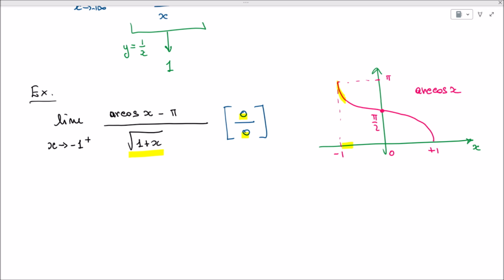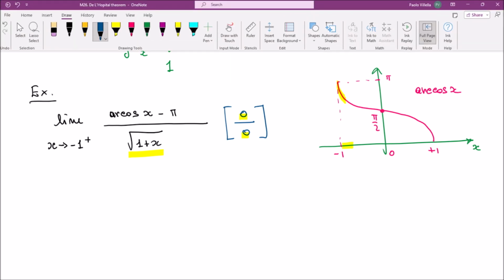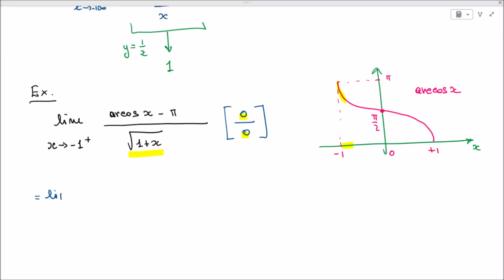We are again in one of the situations where we can apply the L'Hopital theorem, so we can rewrite x that goes to minus 1 plus, and now we take the derivative of both numerator and denominator. Now what do we get? We get minus 1 divided by square root of 1 minus x squared, and then we have 1 divided by 2 square root of 1 plus x.